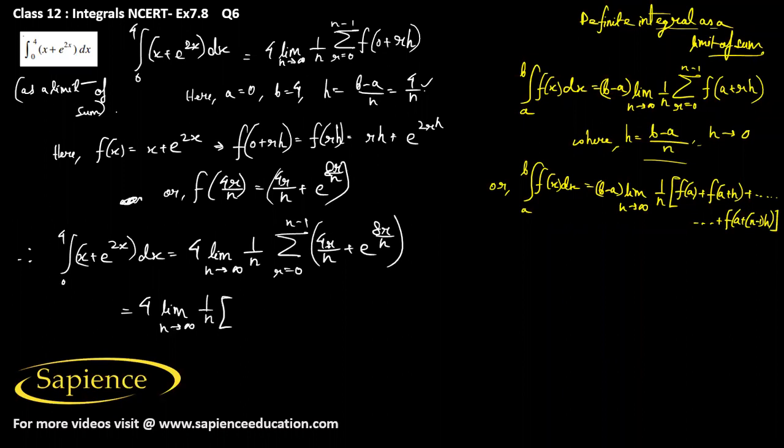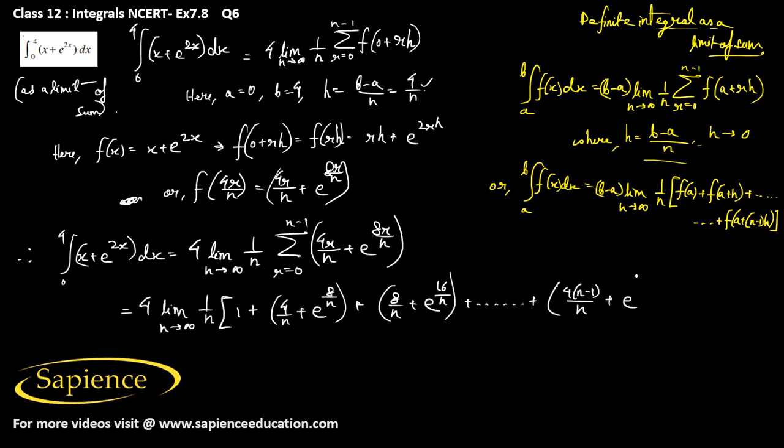So this we can write as 4 into limit n tends to infinity 1 by n into, first we put r equal to 0, so this will be 0, and e power 0 is 1, so this will be 1, plus then we put r equal to 1, so this will be 4 by n plus e power 8 by n, plus we put r equal to 2, this will be 8 by n plus e power 16 by n, plus dot dot. At the end, we will get 4 into n minus 1 by n plus e to 8 into n minus 1 by n.